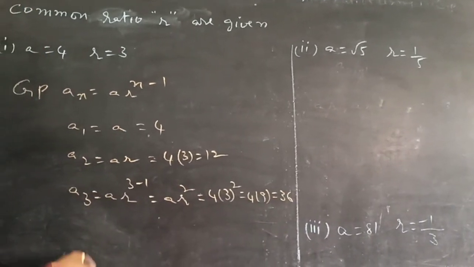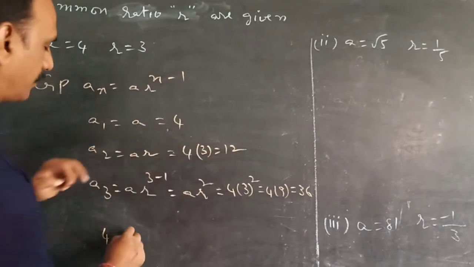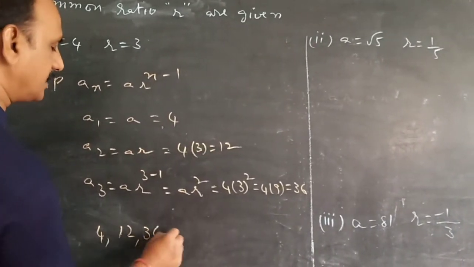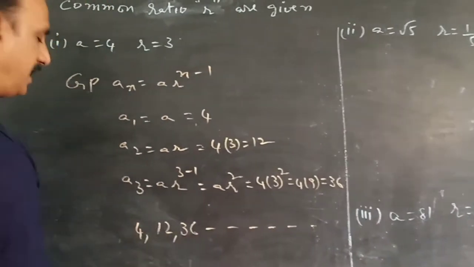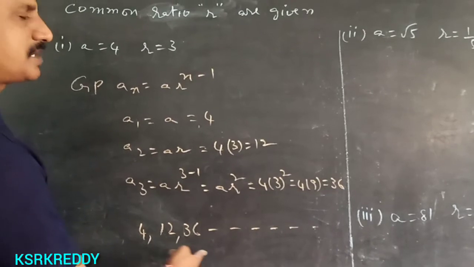So continuing, what is the first term? First term value 4, second term value 12, third term 36 and so on. That is a series in GP. 4 3s are 12, 12 3s are 36. So the common ratio value is what?